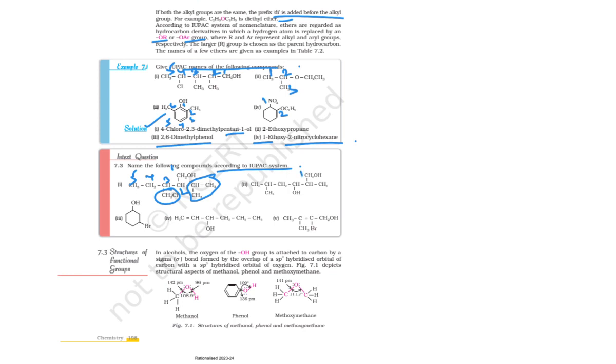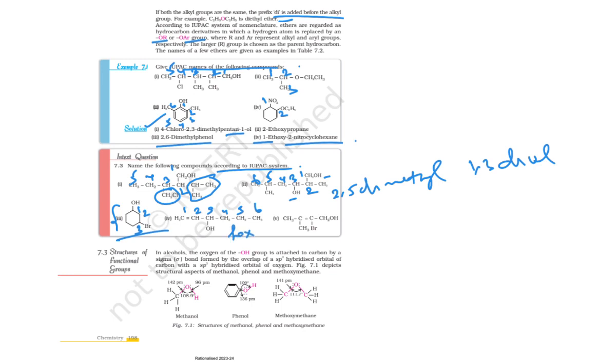But in case of this one, 1, 2, 3, 4, 5, 6 carbon. So here there are 2 OH groups present, so 2,5-dimethyl hexane-1,3-diol. In case of this one, 1, 2, 3, so 3-bromo cyclohexanol. In case of this one, 1, 2, 3, 4, 5, 6, so hex-1-en-3-ol.